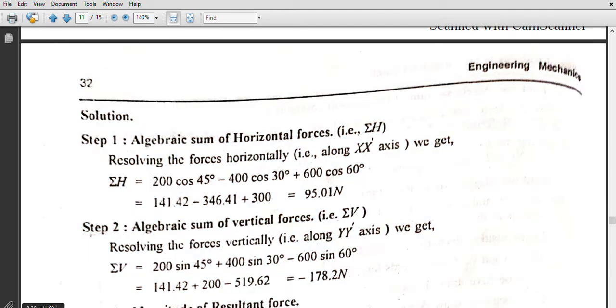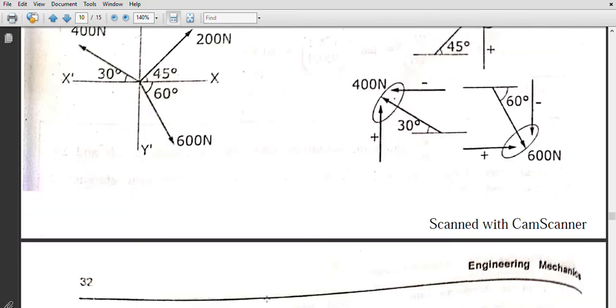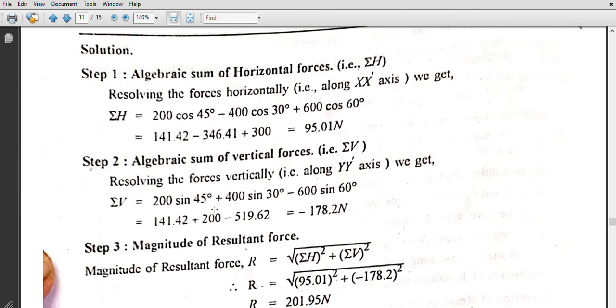Next, you have to solve it along the vertical direction. While solving the algebraic sum of the vertical forces, the forces which are acting downwards are considered as negative, and the forces acting upwards are considered as positive sign. Also, while using the vertical forces, you have to use the sign notation.